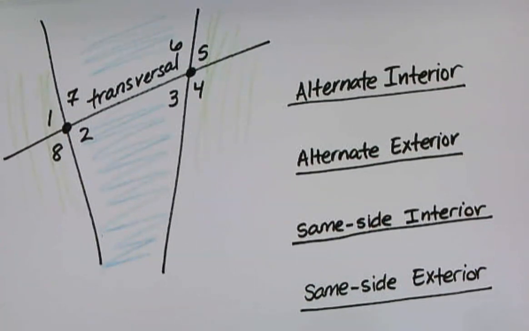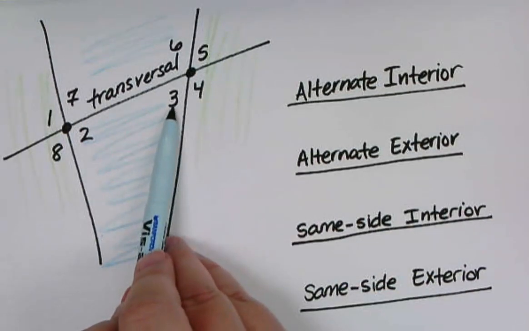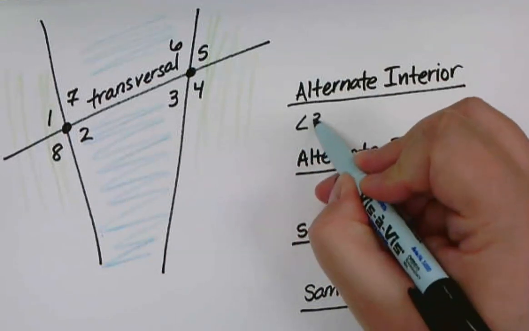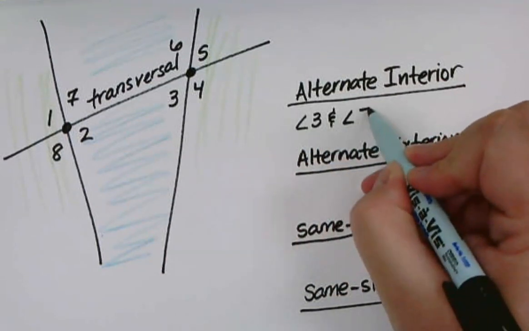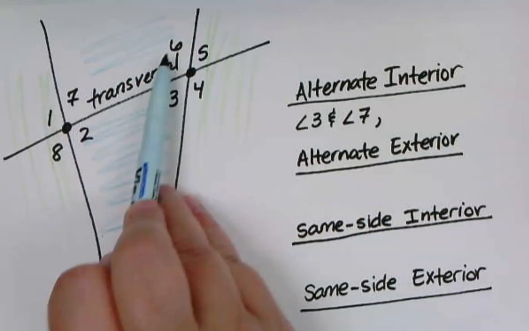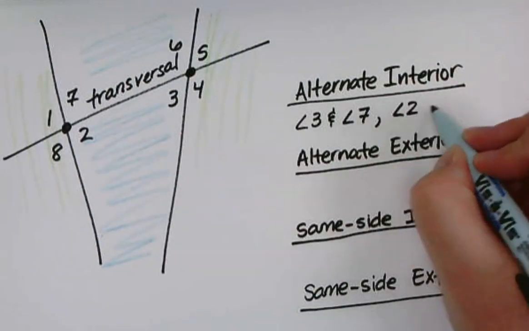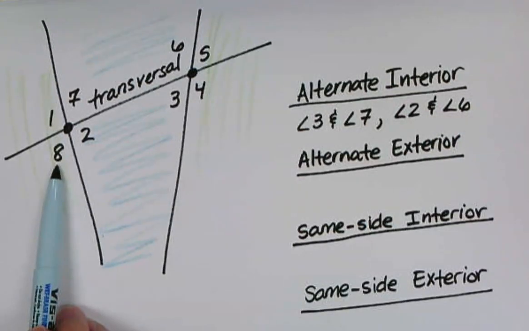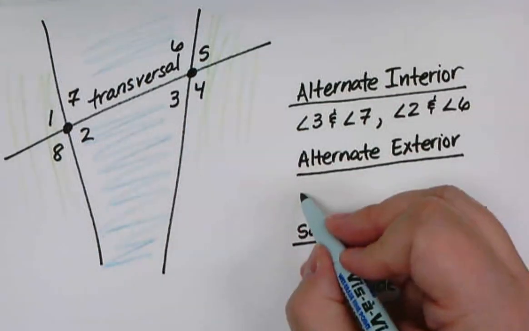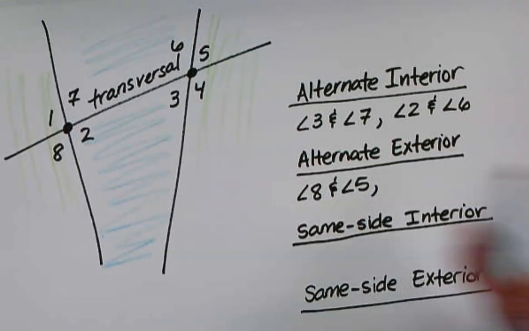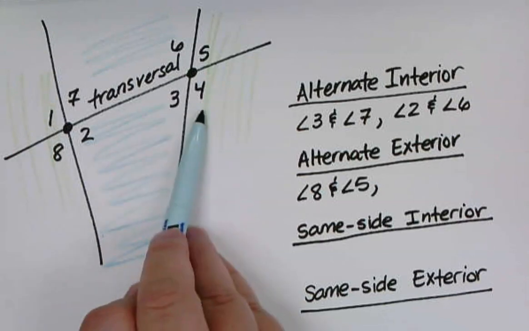Okay, so alternate interior for this picture, that would be 3 and 7. Angle 3 and angle 7 are alternate interior angles. Another pair would be 2 and 6. Alternate exterior, 8 and 5. Another pair of alternate exterior angles would be angle 1 and angle 4.